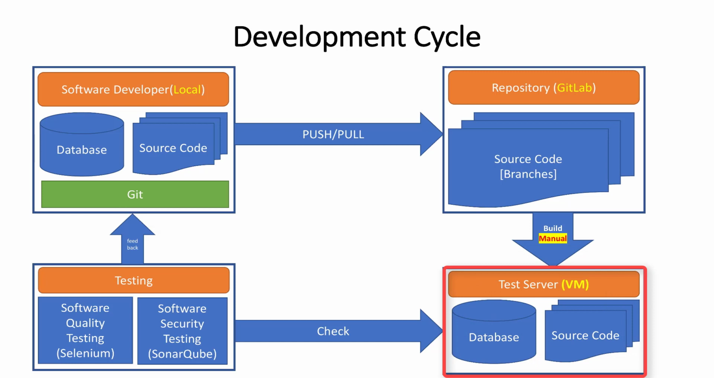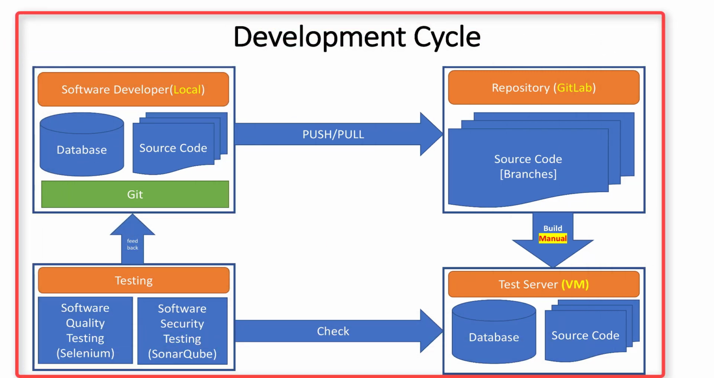According to the application deployment in the test staging server, software quality testing and software security testing will be performed on the application. If a bug or vulnerability is found, then they will feed it back to the concerned software developer to solve this problem. This is the way this application development will progress until the desired outcome is achieved.